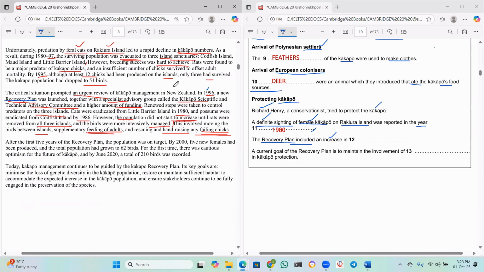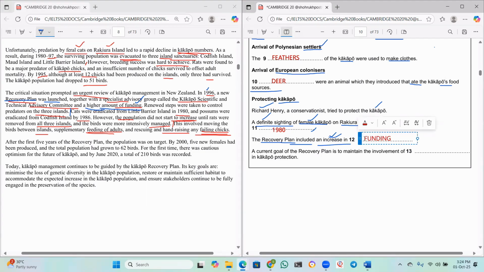In 1996, a new recovery plan was launched together with a specialist group called the Kakapo Scientific and Technical Advisory Committee and a higher amount of funding. Renewed steps were taken to control predators on the three islands. See what the keyword is here, guys? They included an increase in something. Increase means higher amount, right? They are like synonyms. So a higher amount of funding was given. The recovery plan gave them an increase in funding.